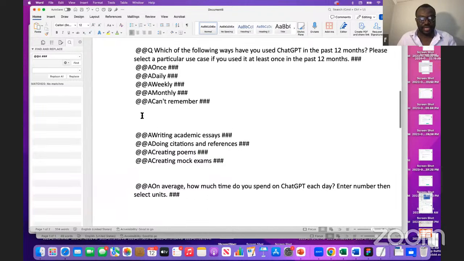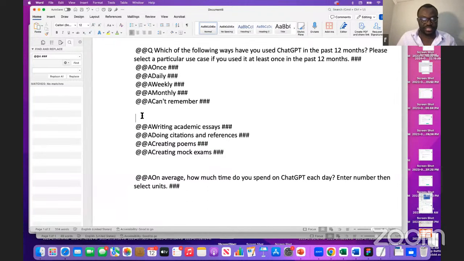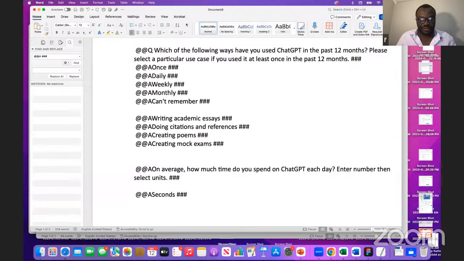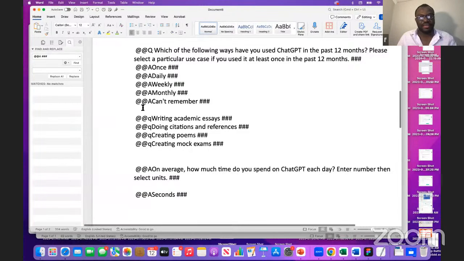And then, okay, let's remove the space. So these are the different ways they've used ChatGPT. Now, since they are minor questions, we'll put them as Q. This is a matrix question, remember? So we have the answers and then the question.